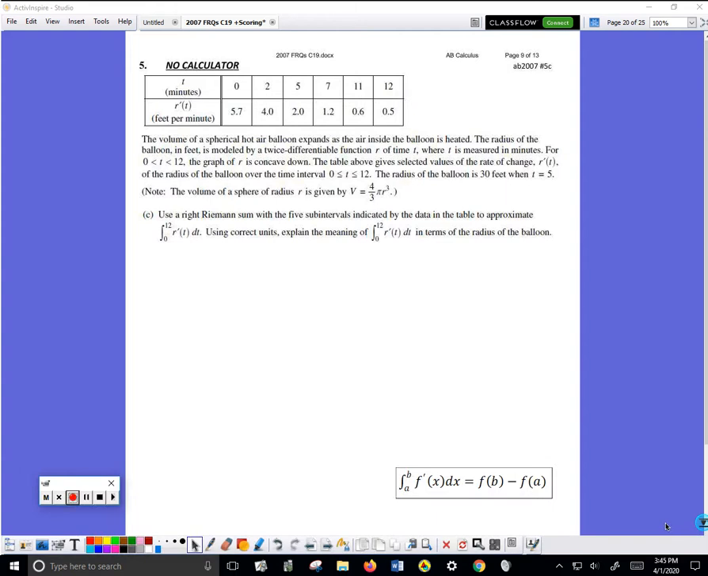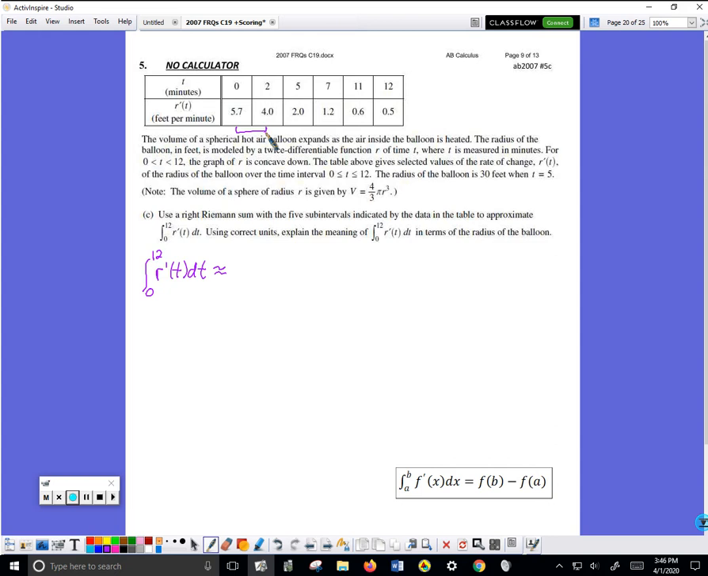Okay, part 5C. Use a right Riemann sum with the 5 subintervals indicated by the data in the table to approximate this integral. So I always write the integral because I often get points for it. This is approximately equal to. I have a table of R prime, so I'm all set.